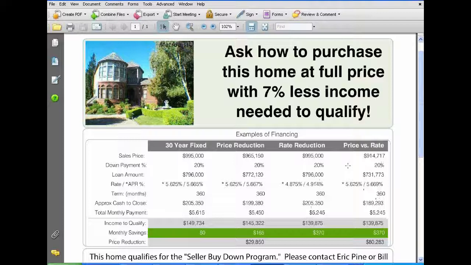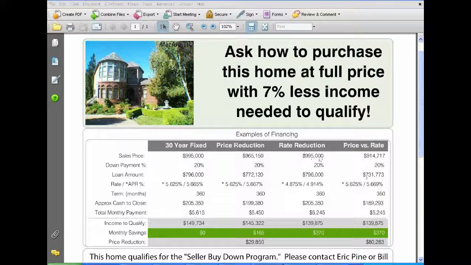And to the seller, if you look at this, it's all about opening up the pool of qualified buyers. It says, ask how to purchase this home at full price with 7% less income needed to qualify. So our whole selling point is that we can open it up to a pool of less qualified buyers that are interested, and it wouldn't cost the seller anything more or less. But the reality is, actually no, it wouldn't cost them, because they can write off the 3% seller's concession off the offset. So it's the same thing.